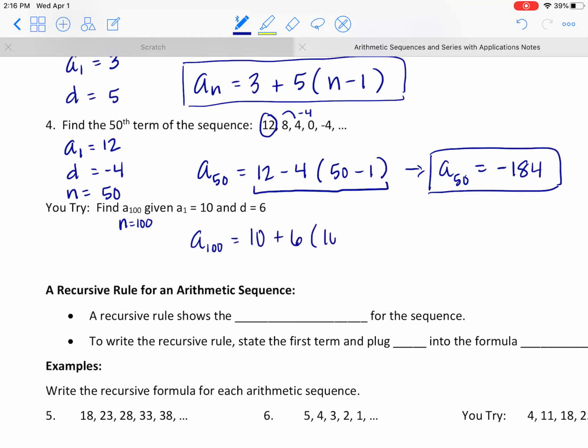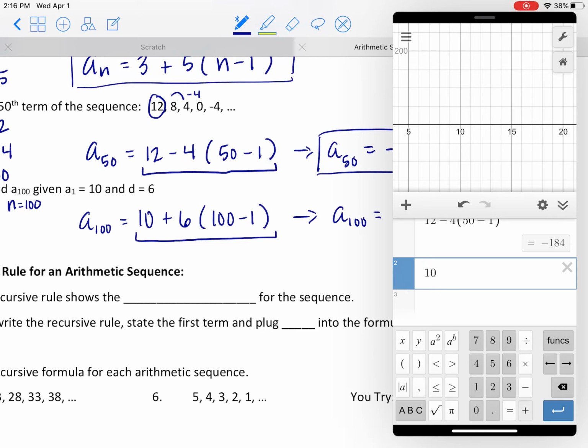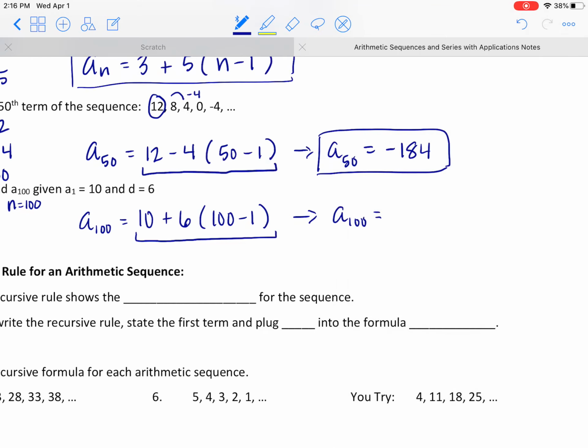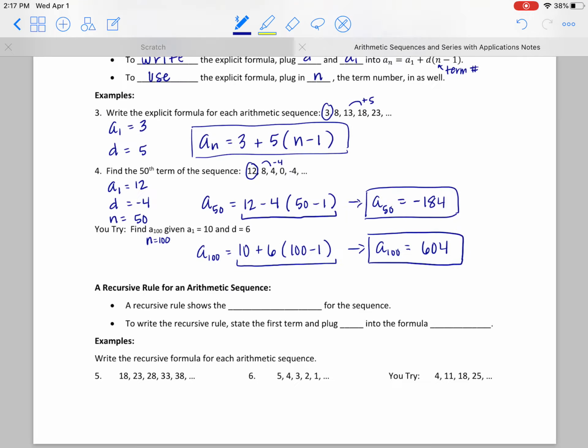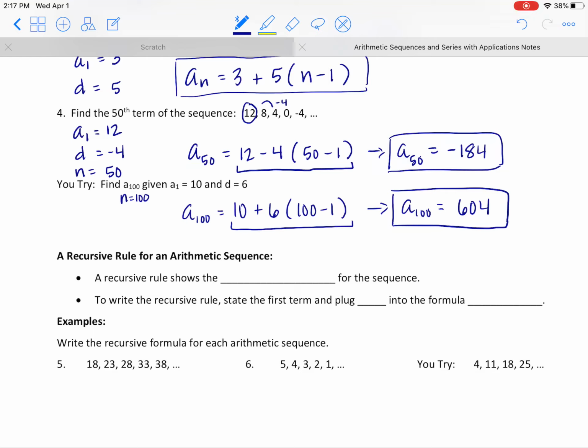And again, we're going to put this portion into the calculator. So we're going to say a sub 100 is, what is the 100th number on this list that starts at 10 and continues by adding 6? So we have 10 plus 6 multiplied by 100 minus 1. And there it is, 604. So 604 is the 100th number on the list. Okay? So that's the explicit formula. Again, we can just write a formula to represent a situation or represent a sequence, or we can use the formula to find a number in the sequence.